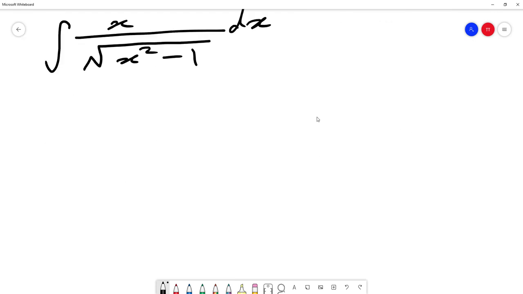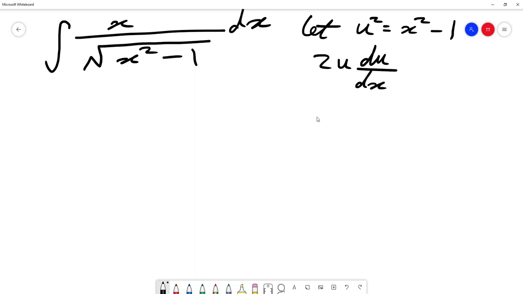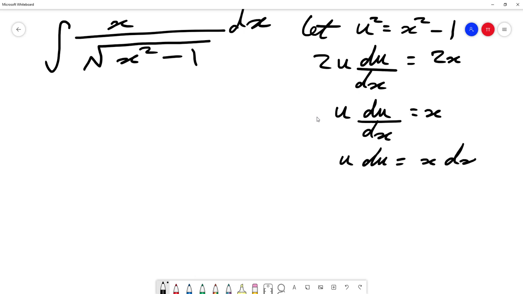Here's another question. So we do the same thing. So we say let u squared equal to x squared minus 1. Then 2u du by dx will be equal to 2x, because x squared differentiated is 2x. Minus 1 differentiated is 0. The two 2's will cancel out, so I get u du by dx is equal to x. So u du is equal to x dx.